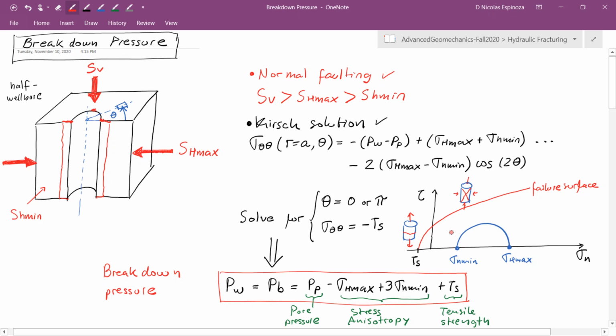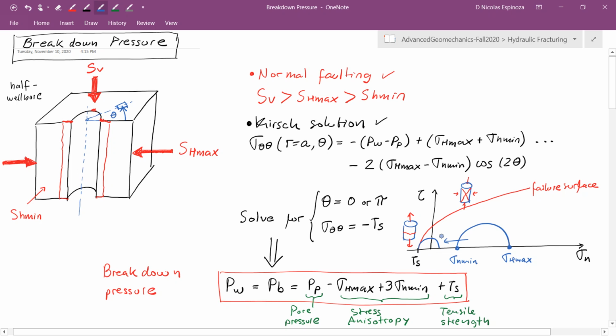In terms of the Mohr circle, that means that if I have an initial Mohr circle somewhere over here, by the action of the pressure in the wellbore and by making the wellbore, stresses are going to change at the wall of the wellbore. And at theta equal to 0 or pi, I might get to a condition in which I have tensile failure. So the Mohr circle, the lowest value of principal stress, gets to the tensile strength limit.